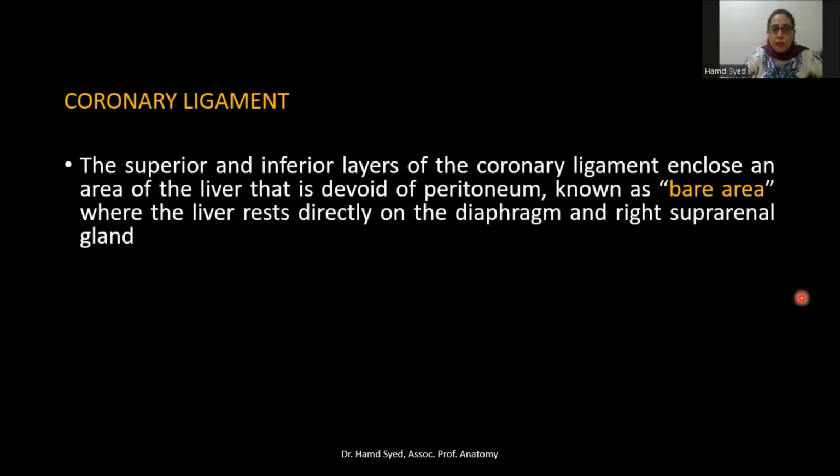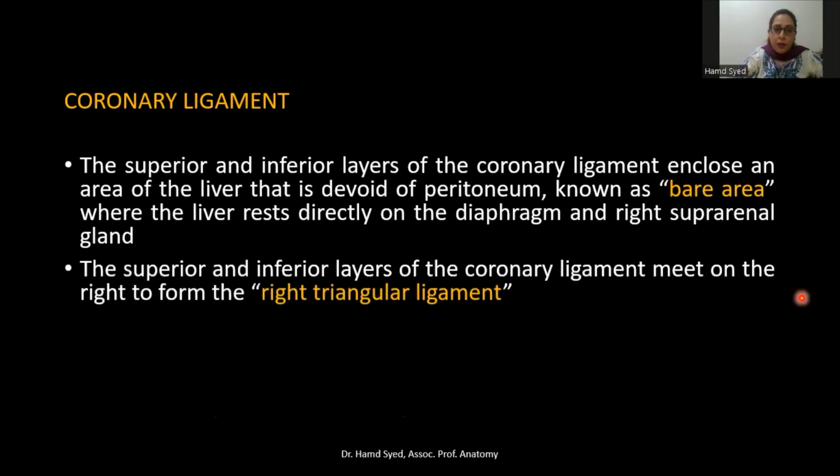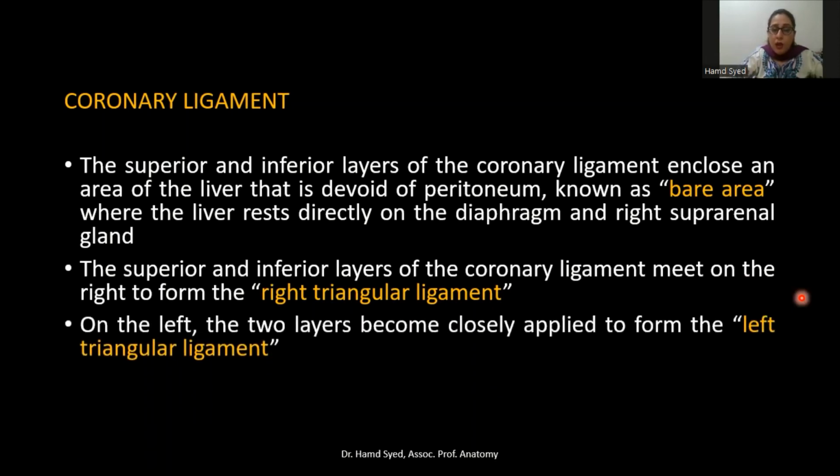Now, the coronary ligament, it has two layers, superior and inferior, and they enclose that area of the liver, which is the bare area. It is the area which is not lined by visceral layer of peritoneum, but in fact rests directly on the diaphragm and the right suprarenal gland. So the superior and inferior layers of coronary ligament, they extend and meet on the right lobe of the liver to form the right triangular ligament, whereas on the left lobe, they become closely applied to form the left triangular ligament.